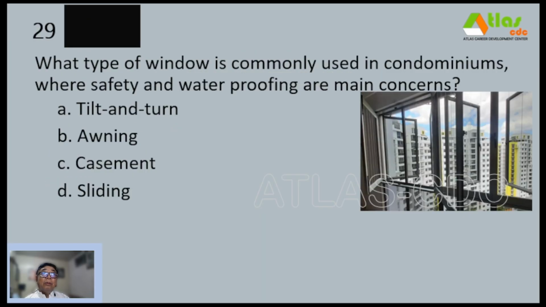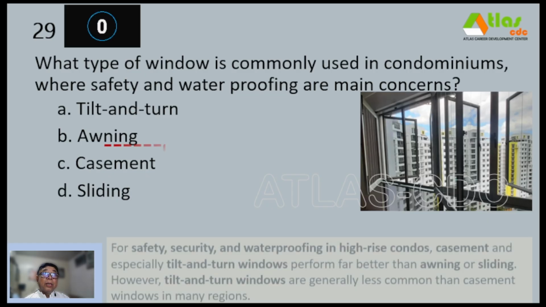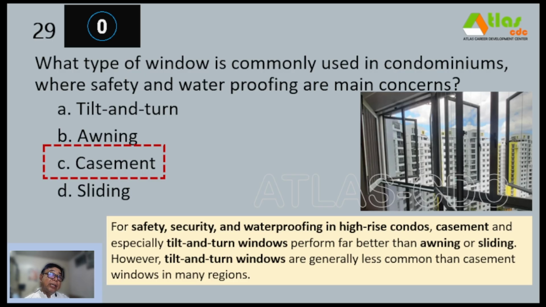29. What type of window is commonly used in condominiums where safety and waterproofing are main concerns? A. Tilt and turn. B. Awning. C. Casement. And D. Sliding. And our correct answer is letter C, casement.